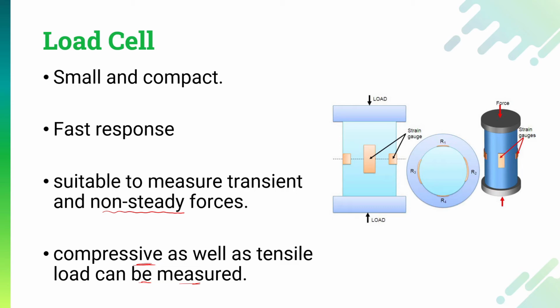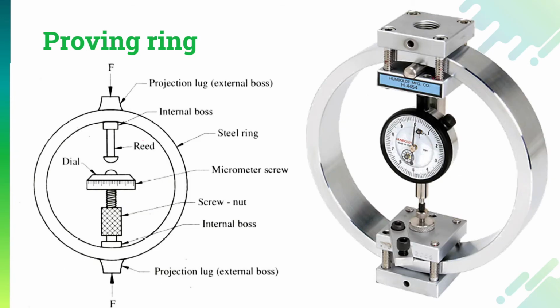Okay, the last device that we are going to learn today is the proving ring. Now, the proving ring basically consists of a circular ring which has a known precise diameter. This is the ring, which has a known precise diameter, and projection lugs are provided on this particular ring. These are the projection lugs which are available on this ring.